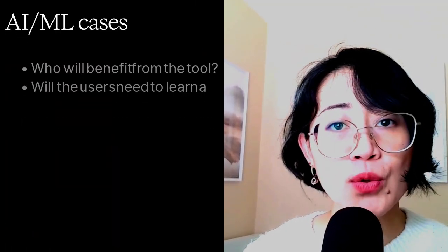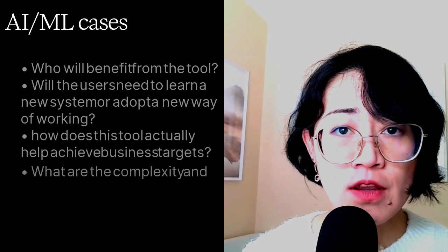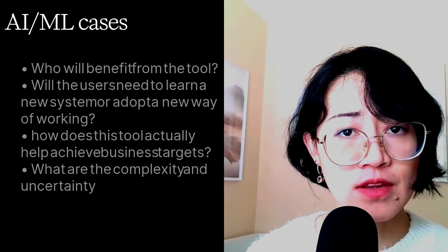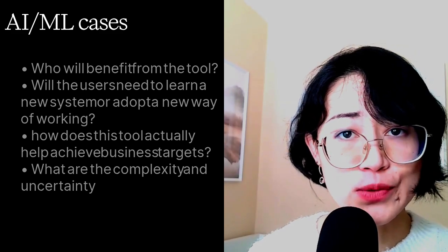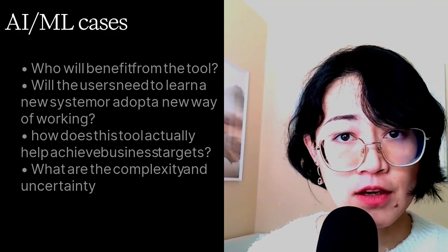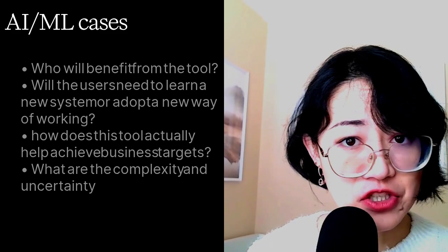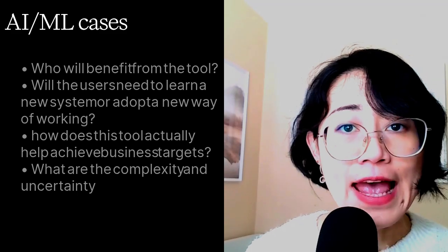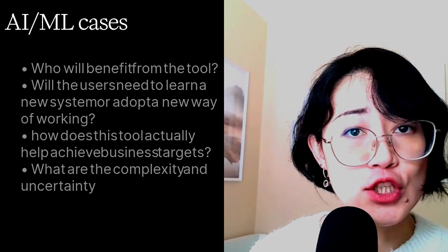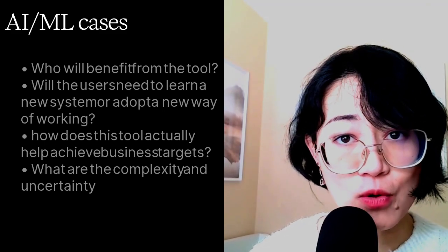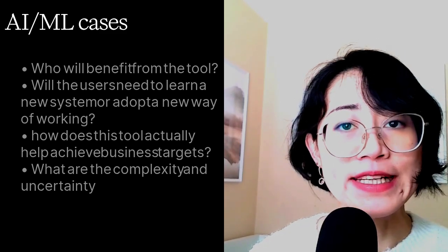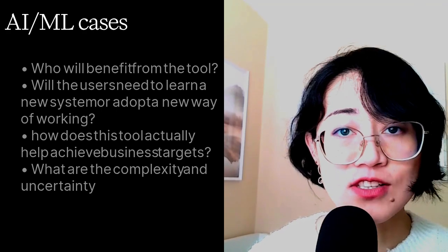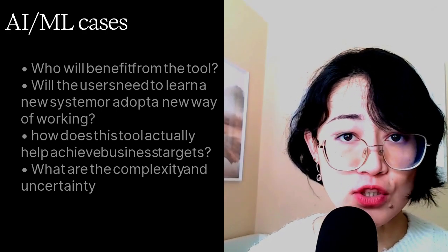Ask questions like, who will benefit from the tool and who might not? Which tasks can be replaced by this AI tool and which still need human input? Will the user need to learn a new system or adopt a new way of working? Will standard operating procedures change? How does this tool actually help achieve the business target in an operational and measurable way? Do we need to restructure existing roles or reassign responsibilities? Do we need to train or upskill the teams? What complexity and uncertainty will this new solution introduce to the operation?